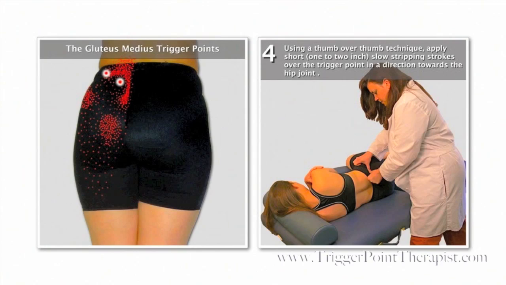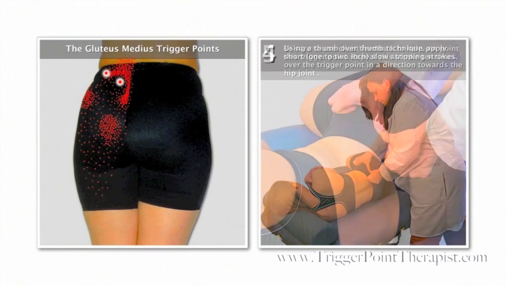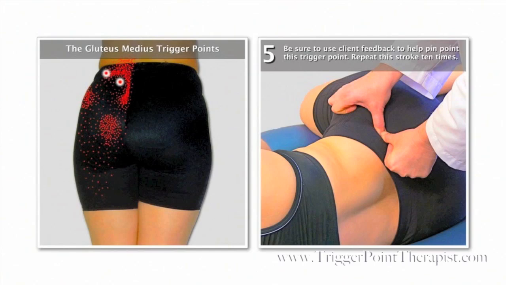Remember, don't move your contact over the skin. Move the skin over the trigger point. Each micro stripping stroke should take about 6 seconds to complete. Be sure to use client feedback to gauge your pressure, and repeat the stroke 10 times.